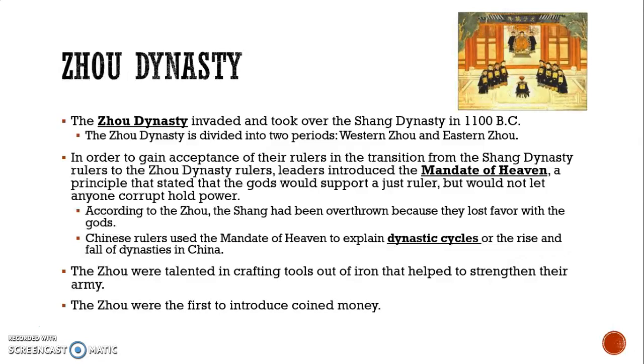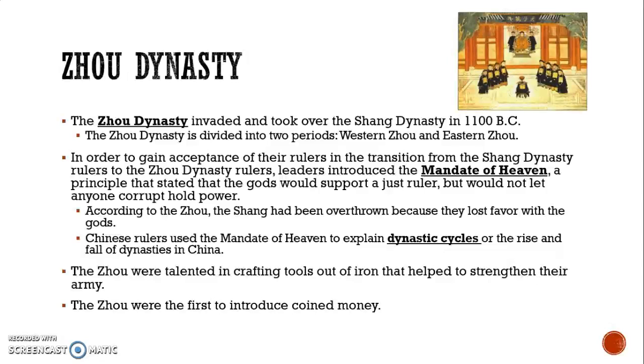The Zhou Dynasty came next, and they invaded and took over after the Shang Dynasty. It's divided into two major periods, Western Zhou and Eastern Zhou. In order to gain acceptance as rulers from the Shang Dynasty, the Zhou leaders said that they had the mandate of heaven. The mandate of heaven essentially stated that the gods support a just ruler and won't let anybody corrupt hold power, and they gained power through this because they proved to people that they were just and the right ruler, and the gods wanted them to be the ruler. According to the Zhou, the Shang had been overthrown because they lost favor with the gods.